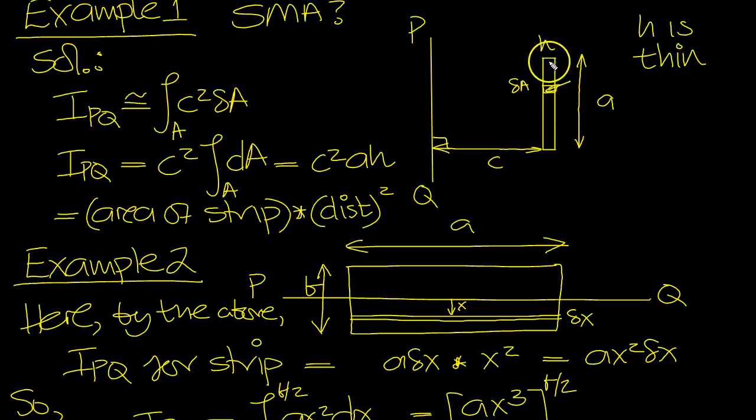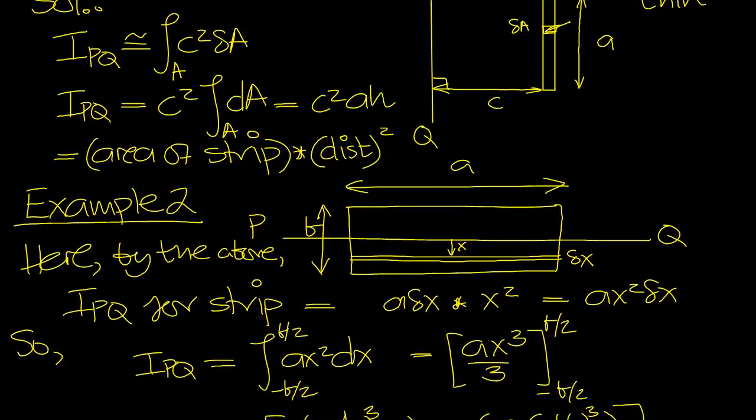So that's what we end up with. The formula for the second moment of area of a thin strip is the area of the strip times its distance squared away from the axis about which you're taking the second moment of area.